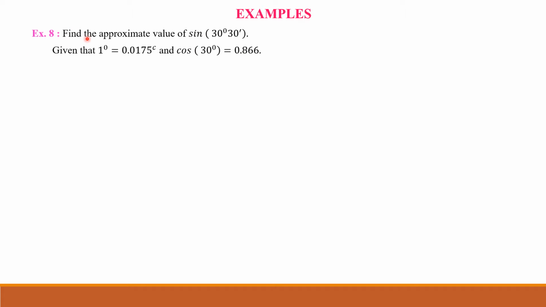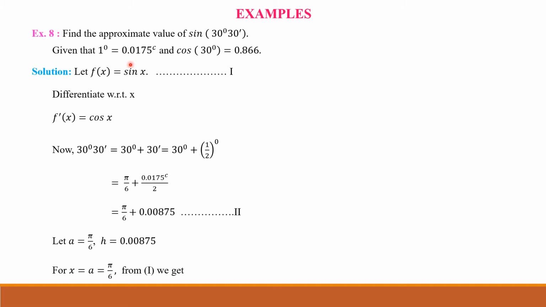Example number 8. Find the approximate value of sine of 30 degree 30 minute. Given that 1 degree equals 0.0175 radian and cos of 30 degree equals 0.866. Solution. Let f of x. Here is sine of 30 degree 30 minutes. Hence, take the function f of x equal to sine of x.